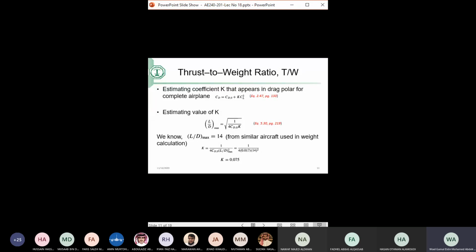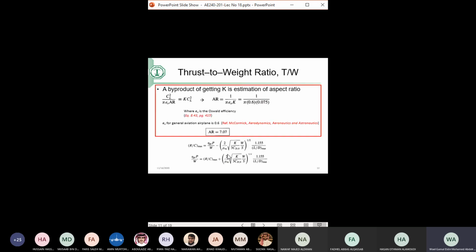Now, you might get perplexed. We have so many equations. How am I supposed to pick which equation should I use? Well, you have the procedure now in chapter 8, so you don't have to go and look for them. Okay? So now you know how to get the K. You don't need to go back to chapter 5, just mark the equation in chapter 8, and then you are going to have your procedure. So K is 0.075, CD naught is 0.017.